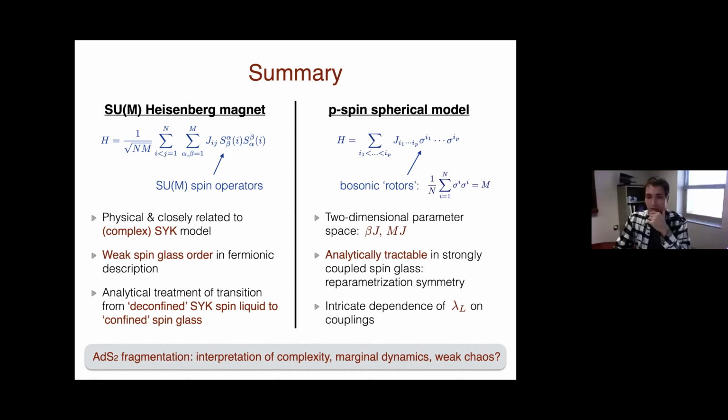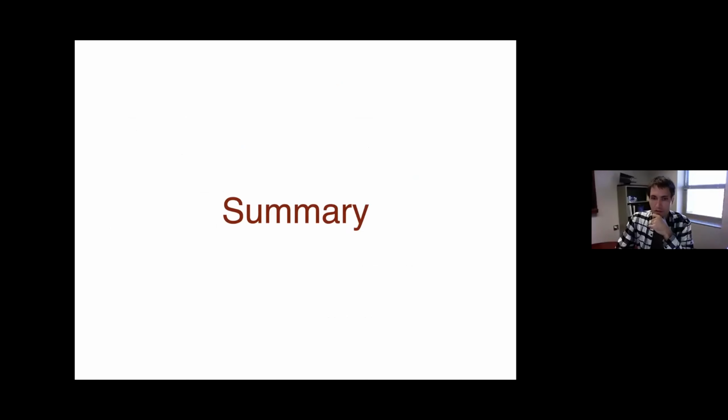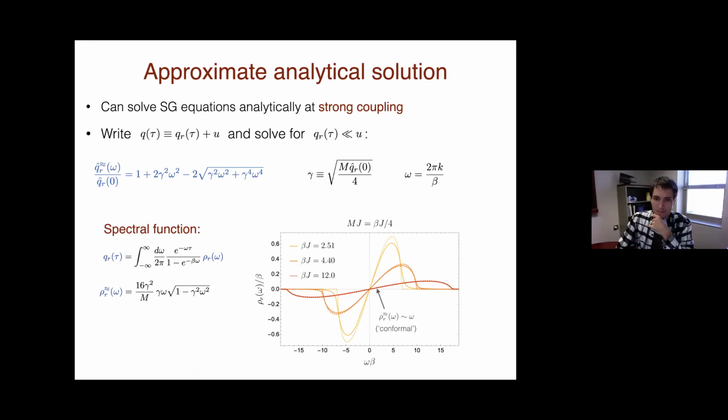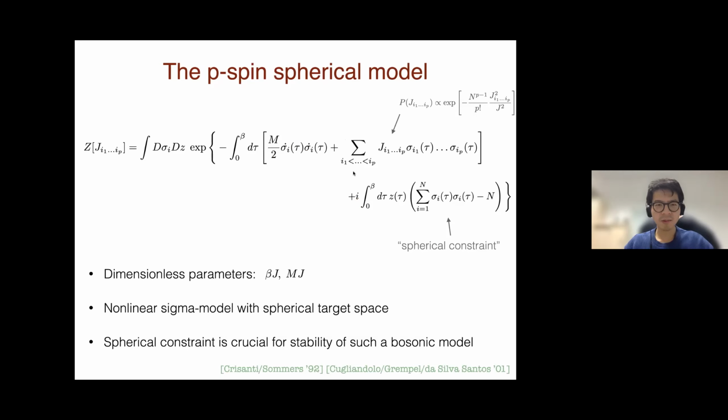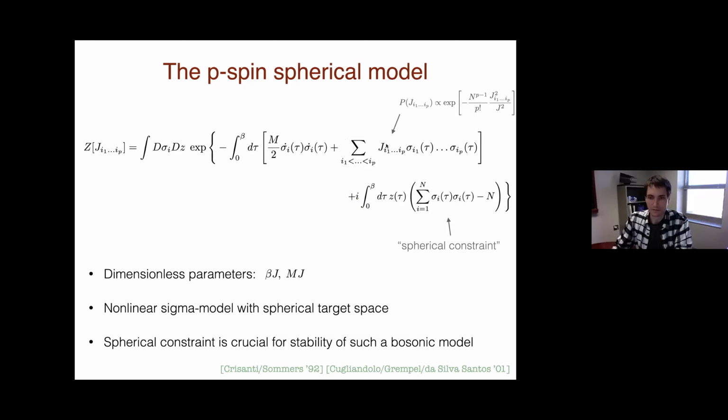Well, it's a quantum system in the sense that we're doing a path integral, and there's the randomness of the couplings. And this M parameter, or its dimensionless avatar, tells you the strength of the kinetic term.